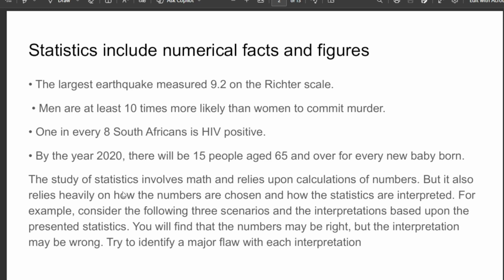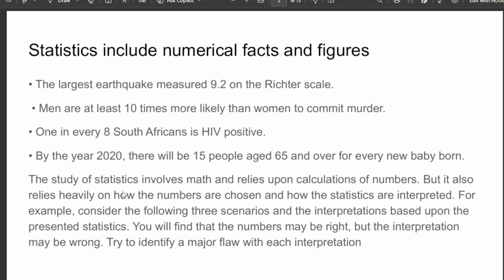One in every 8 South Africans is HIV positive. By the year 2020, there will be 15 people aged 65 and over for every new baby born. So the study of statistics involves math and relies upon calculation of numbers, right? But it also relies heavily on what the numbers are chosen and how the statistics are interpreted.